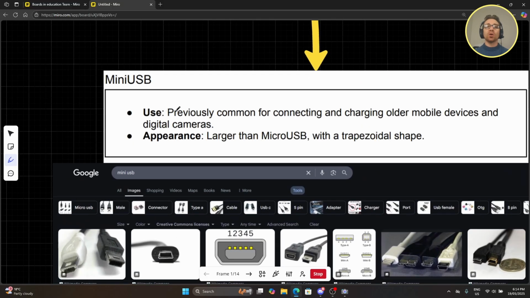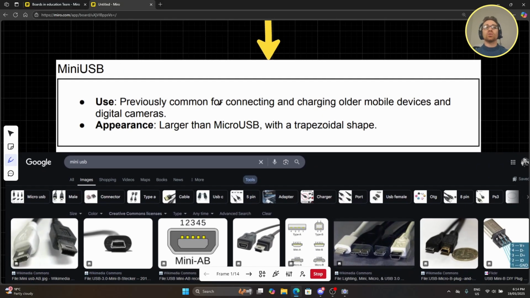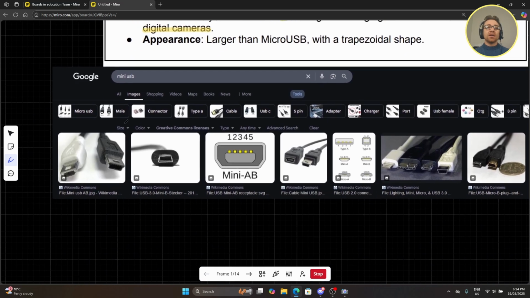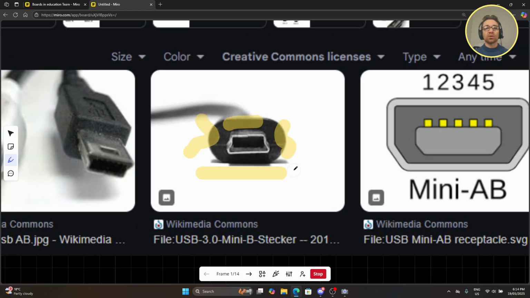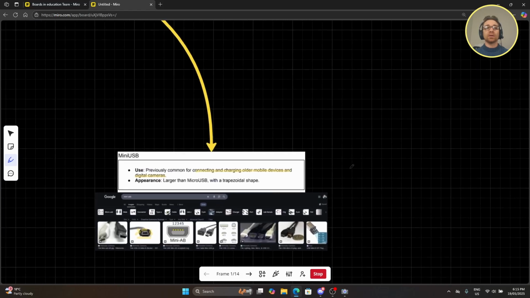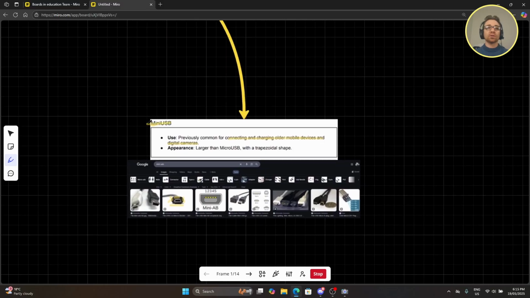This is super, super old. It's previously used for connecting and charging older mobile devices, way older, and digital cameras. This one looks kind of funky, like it came out wrong. Shorter on one side, longer on the other, but it's got that weird kind of lip to it. All right, it goes in, comes back out, and it's short on the top. That's how you remember what that one is for. And that's for really, really old stuff.